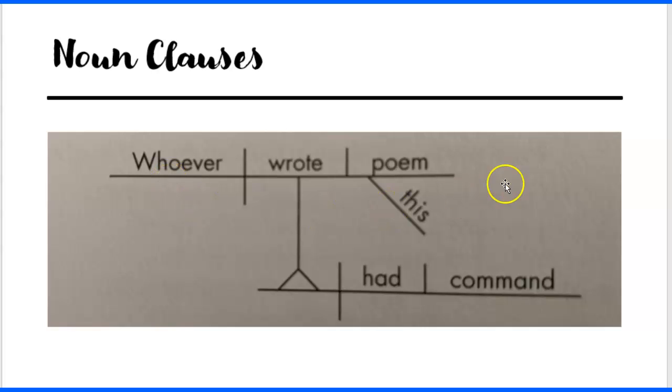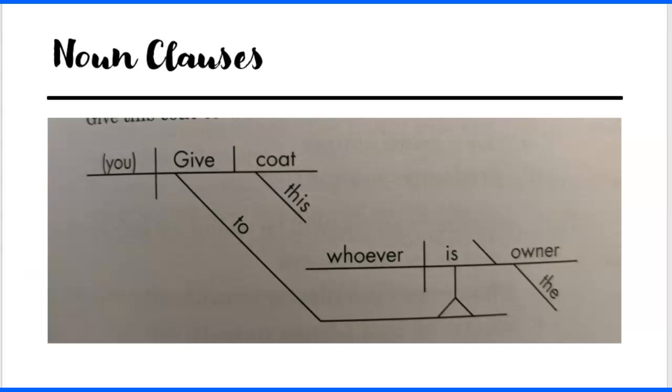Whoever wrote this poem had command. Had what? Had command. Don't mistake this as part of the verb. In the early stages of diagramming, people will often do that because it's generally a verb. In this case, it's used as a noun. Had what? Had command. Okay, now let's look at one that I find very interesting. And this one is the last one on page 211.